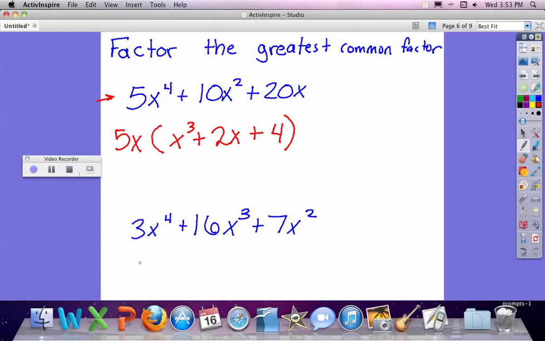My numbers, the coefficients, will not change because I'm not factoring out a number. All of my exponents will reduce by 2 because I am factoring out an x squared. So x to the fourth would become x squared. x to the third would just become an x to the first power, but we don't write that 1 in. And x squared, if I factor out x squared, that would give me 0, so I do not put an x here. So I have factored this problem for the greatest common factor.